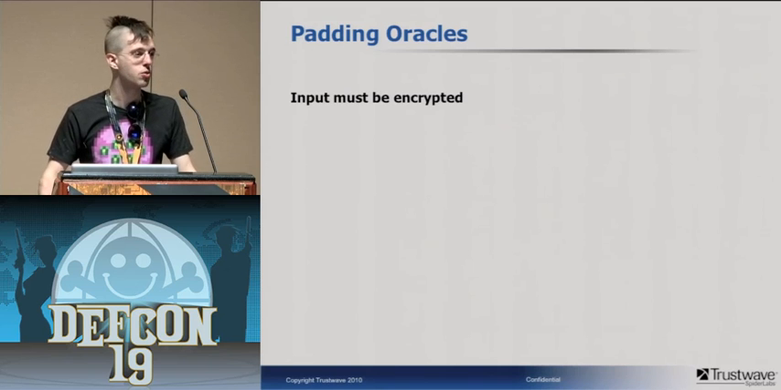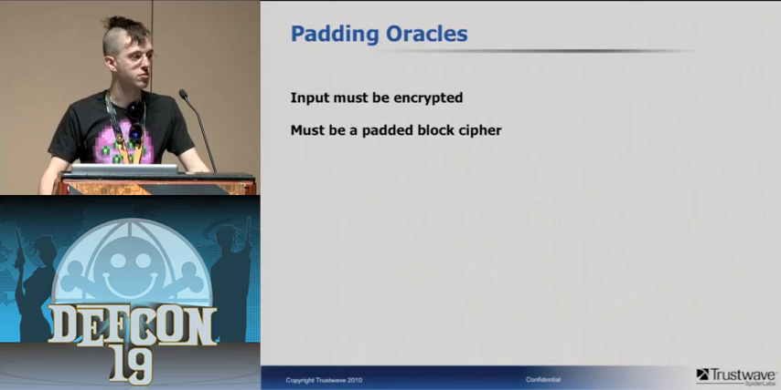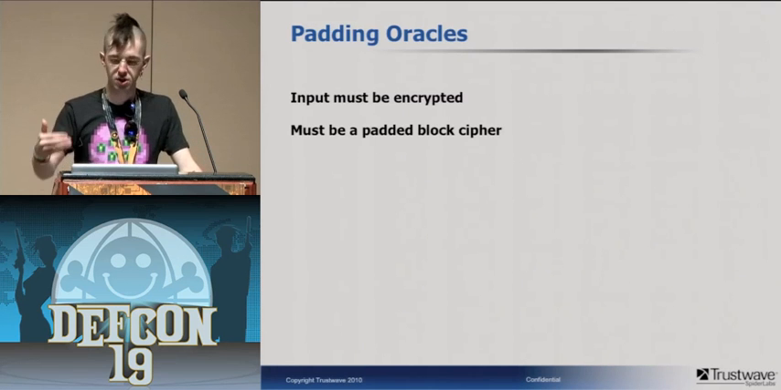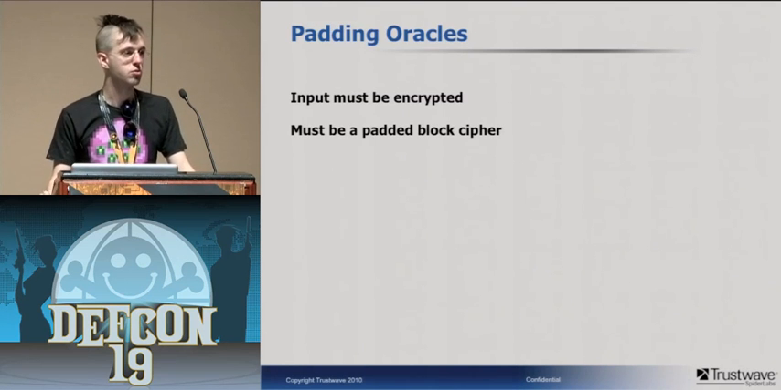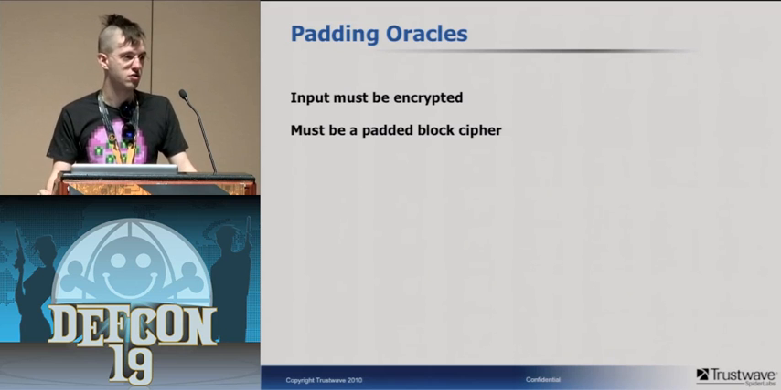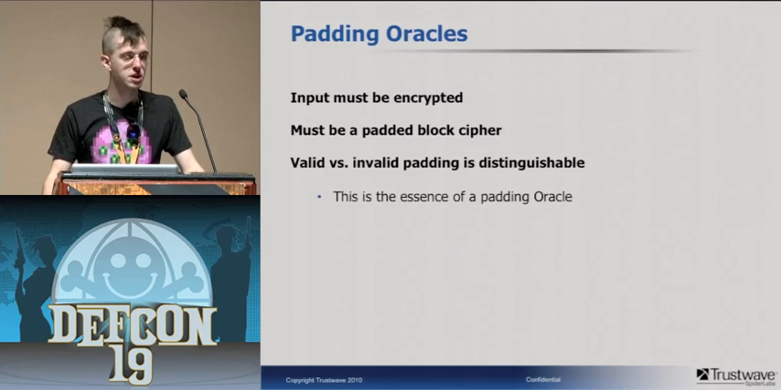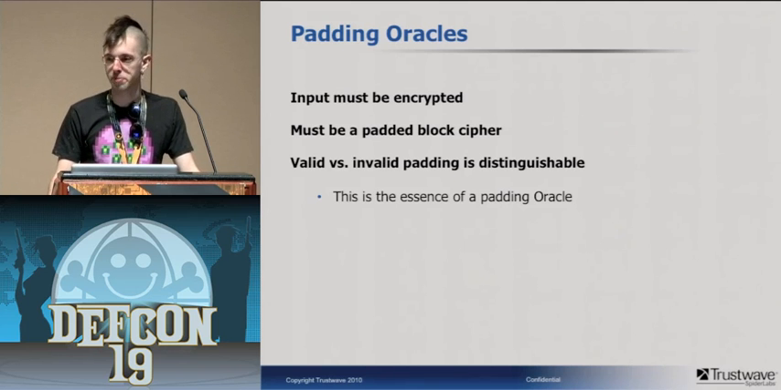So with a padding oracle, the input has to be encrypted, and it has to be with a padded block cipher. With stream ciphers, you're encrypting one byte by one byte, so the end of the plain text is just where the text ends, and not where you've put some arbitrary marker. It also has to be distinguishable when you've passed something in that has valid padding or invalid padding. And this is the essence of a padding oracle.